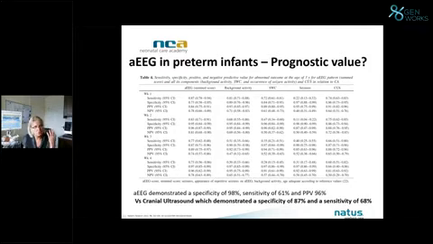And again, what they showed overall in terms of prognostic value, specificity of 98% and sensitivity of 61% with a PPV of 96% versus cranial ultrasound, which only demonstrated a specificity of 87% and a similar sensitivity. So what they actually showed here in this study was that AEEG was more specific than cranial ultrasound scans alone in determining the prognostic outcomes of these infants.